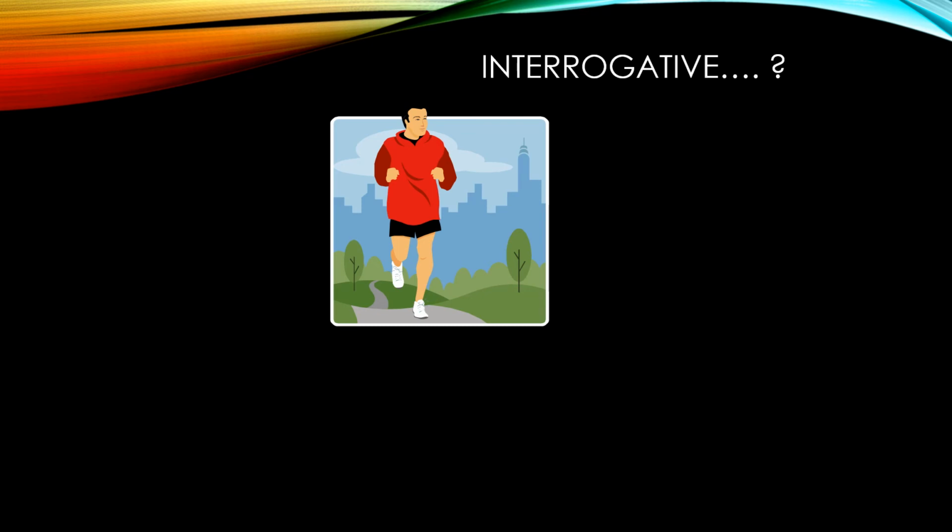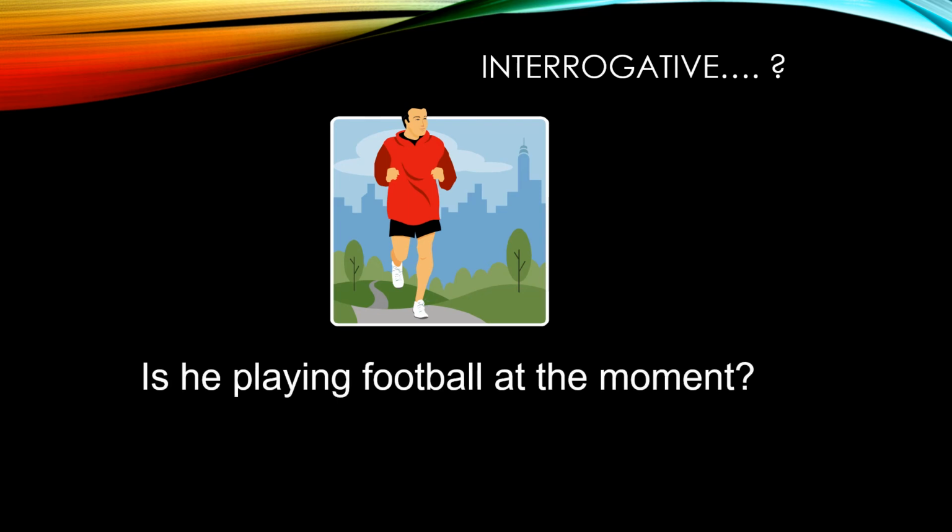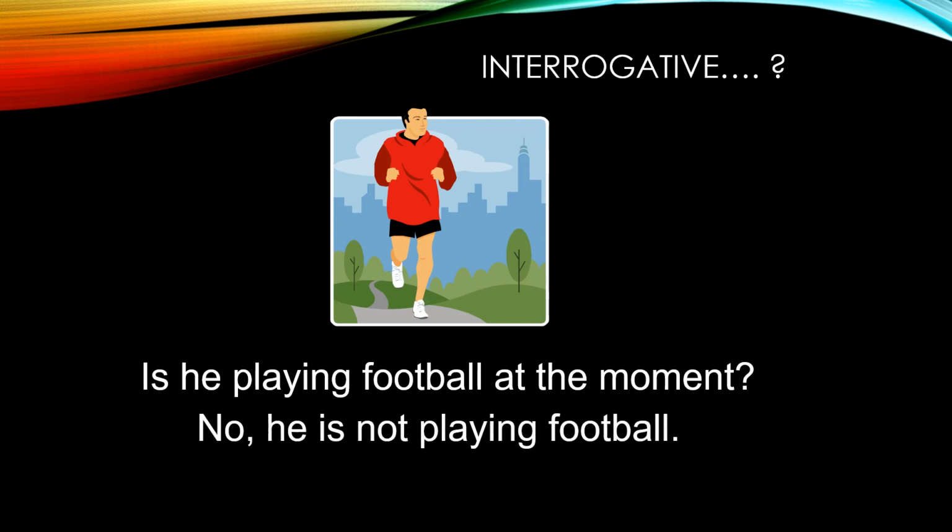Now, interrogative, which means the questions. Is he playing football at the moment? Is he playing? We notice here that we put is before he, and then we put the verb plus ing. So instead of saying he is playing, it becomes is he playing, and this is a question. No, he is not playing football.